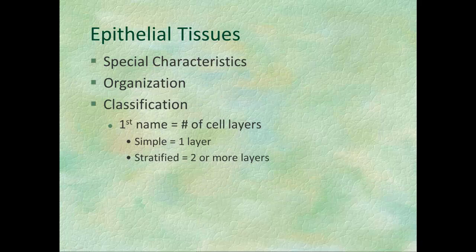There are a number of different types of epithelial tissues, but before we get into the different types, it helps to understand how the different epithelial tissues are classified. Epithelial tissues typically have two names. The first name typically refers to the number of cell layers that make up that tissue. We typically refer to epithelial tissues as either simple or stratified. Simple epithelial tissues are composed of just a single layer of cells, whereas stratified epithelial tissues contain two or more layers.